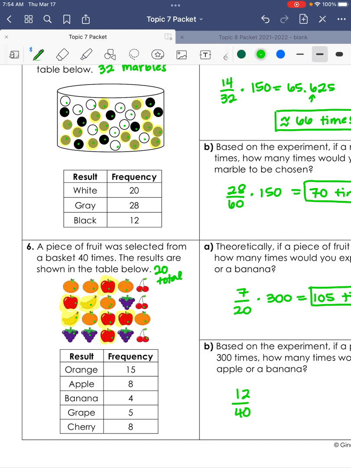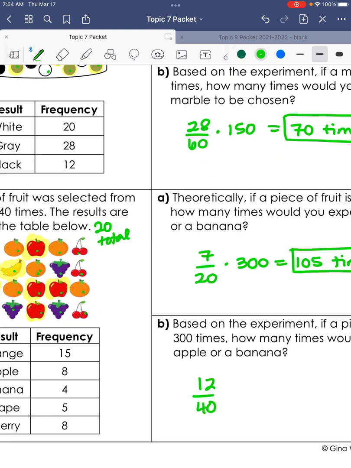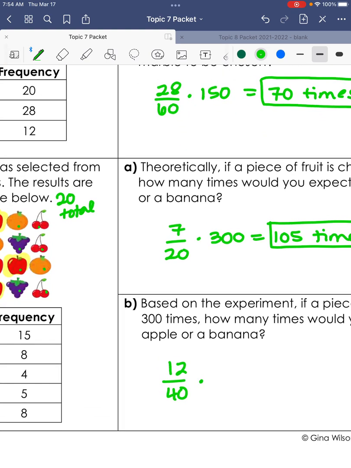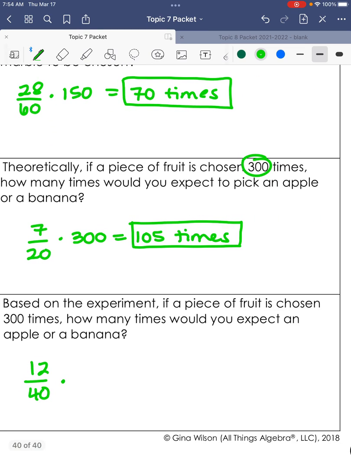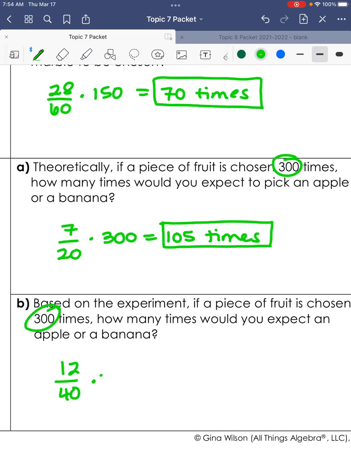12 divided by 40 is my probability. I don't need to reduce that. I can just go ahead and multiply by 300 because we're choosing 300 times. So in my calculator, what I'm going to type is 12 divided by 40 times 300. And I get 90. So 90 times is what we would expect based on the experiment.